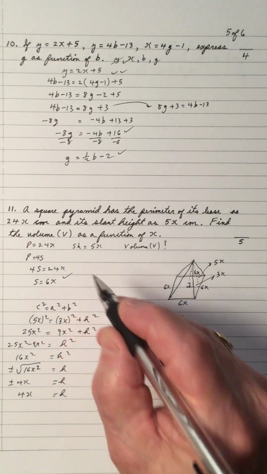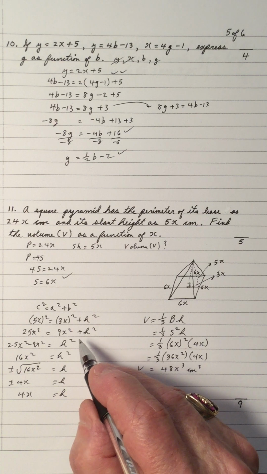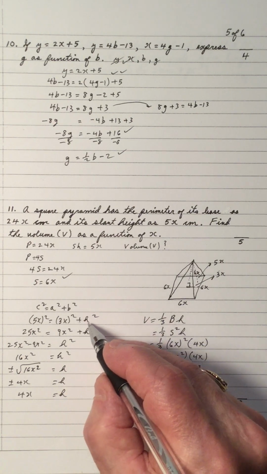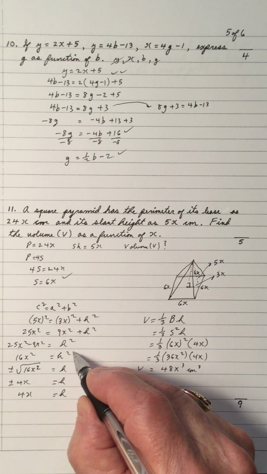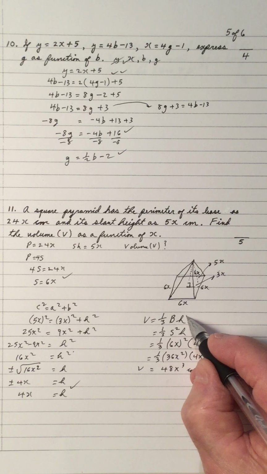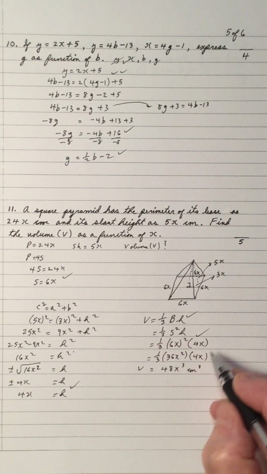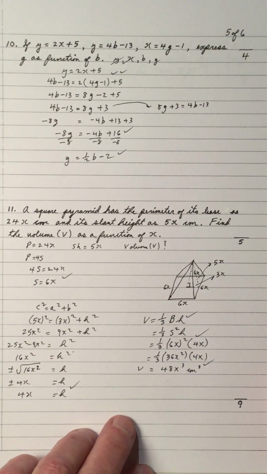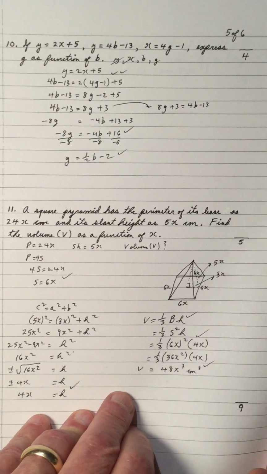You get 1 mark for that one, and if you got the h, if you worked it out down to here on the Pythagorean, you get a mark. If you did the volume formula and substituted in, you got a mark. If you worked out the final answer, that's 5 marks altogether for that question, 9 on the page.